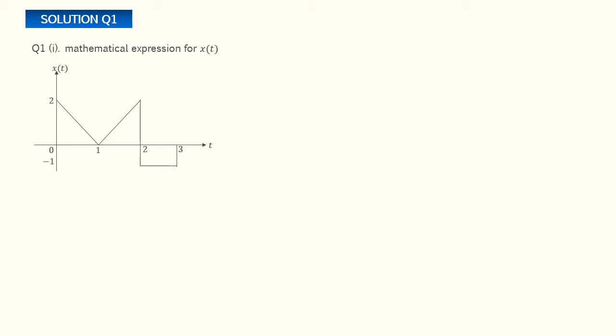So we need to go step by step, considering t. First, at t equal to 0, and then t equal to 1, t equal to 2, and also t equal to 3. At t equal to 0, you can see one vertical line pointing upwards, and at t equal to 0 as well, there's a slope pointing down. Okay, so let's write the equation for both signals.